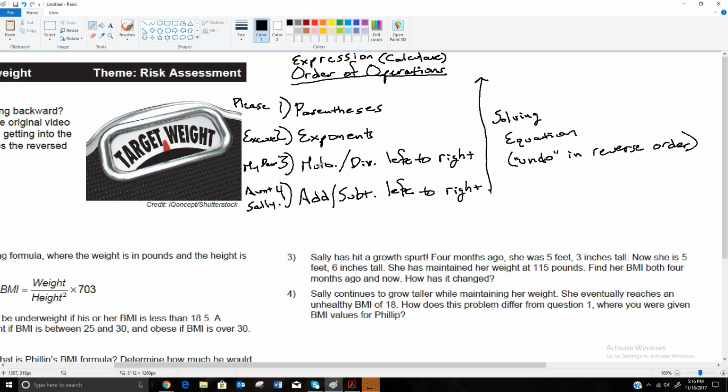Multiplication and division, you're going to do next, and you're going to undo a multiply, you're going to divide. To undo a division, you're going to multiply. Exponents, you're going to do a root to undo an exponent, and then parentheses, you're going to undo last. So let's see how this works with what we're doing.